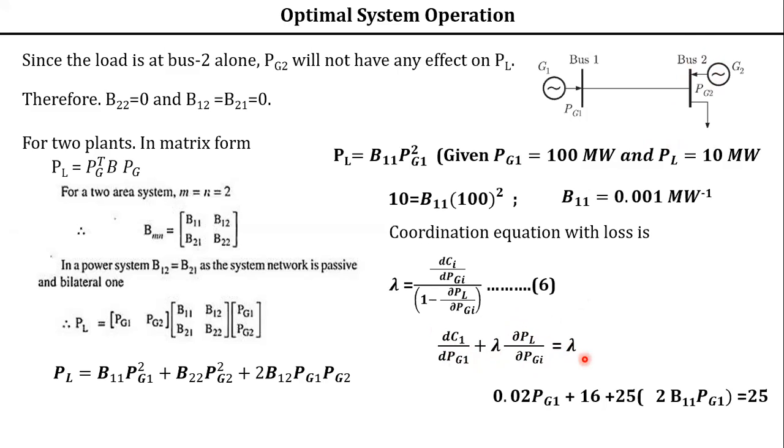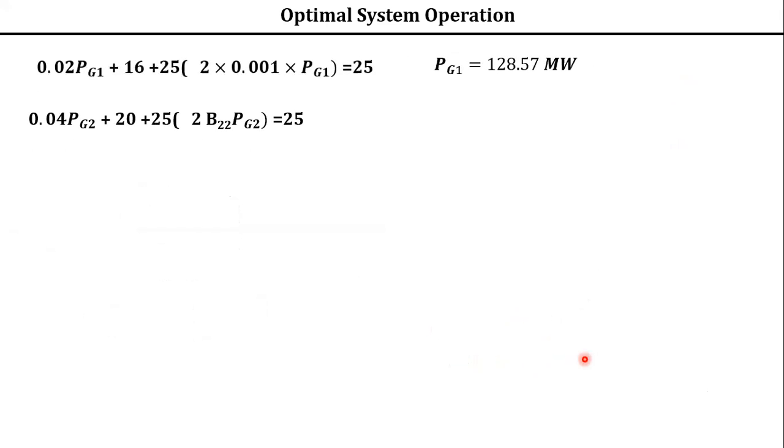This is how you should get it. That way also you can do it, isn't it? So dC1 by dPG1, dC2 by dPG2.